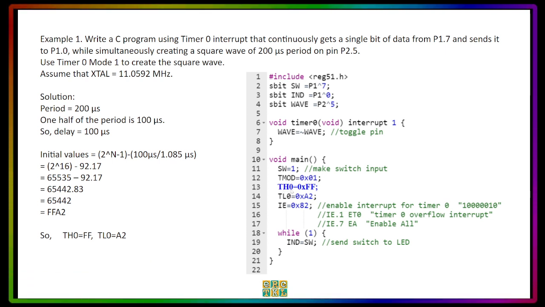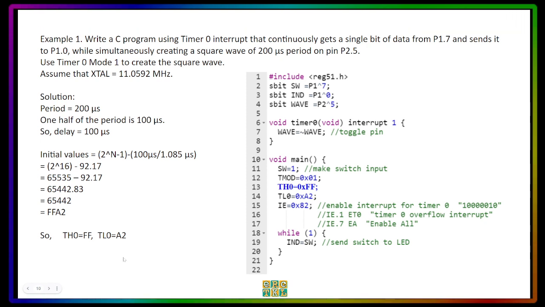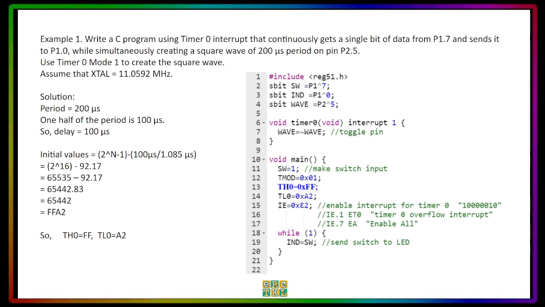Now, TH0 is 0xFF because that's what we have calculated over here on the left side. And TL0 is equal to 0xA2 because that's what we have calculated here on the left side for the TL0 initial values. Now, the IE is equal to 0x82 because the 8 here represents the hexadecimal number 8.